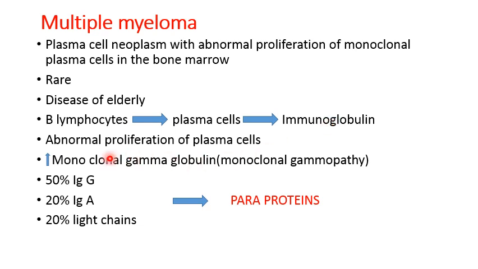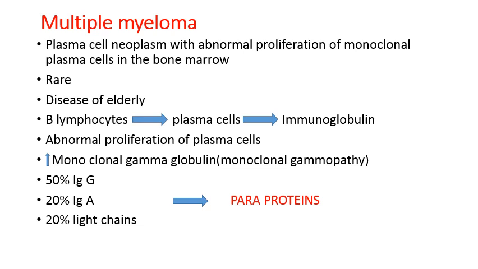This is called monoclonal gammopathy, that is, only one type of immunoglobulin. So this can cause elevation of gamma globulin. Because of that, it is called monoclonal gammopathy.